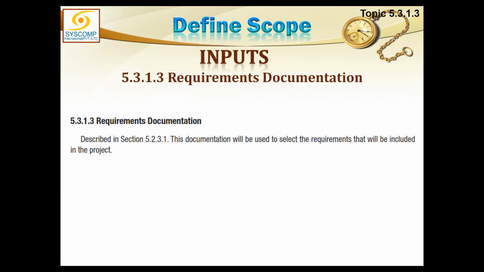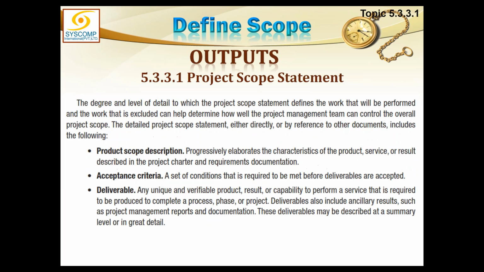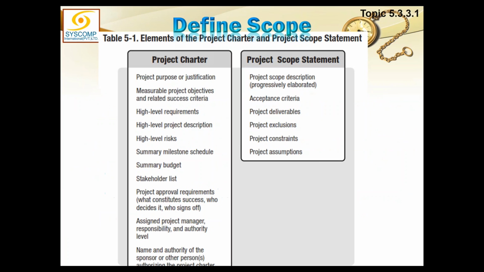So these are the different inputs to this define scope, tools and techniques. You can read through them. I have explained them in front of you. Just look at this chart table 5.1. This just shows what all could be included in a project charter and what all could be included in a scope statement. Apparently, I do not really agree with this because this essentially shows that project charter is probably a larger document with more things in it, and project scope statement is a very small document.